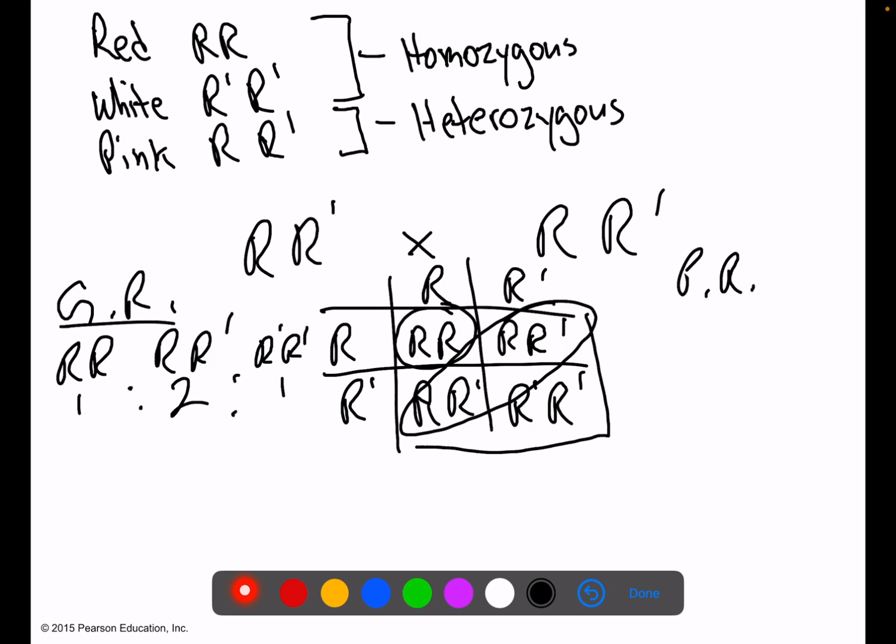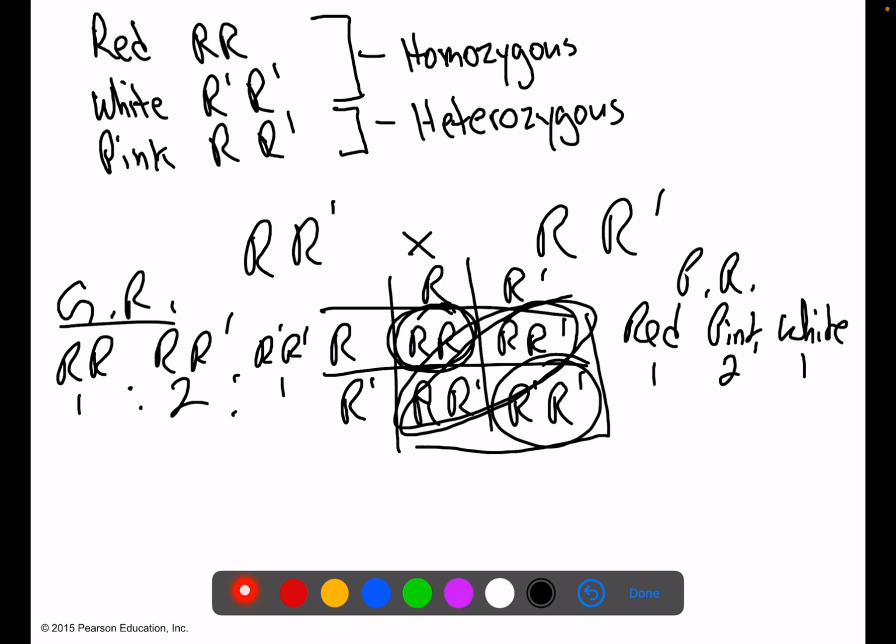But let's look now at the phenotype ratio. I see in here a red. There's one of those. I see two that are going to be pink. And I see one that's going to be white. Okay, Mendel predicted a 3 to 1 ratio, and here I'm getting a 1 to 2 to 1 ratio, just like I did the genotypes. All right, so that's totally different from Mendelian genetics. And also, of course, the fact that there isn't a clear dominant and a clear recessive. So let's go back to those flowers.